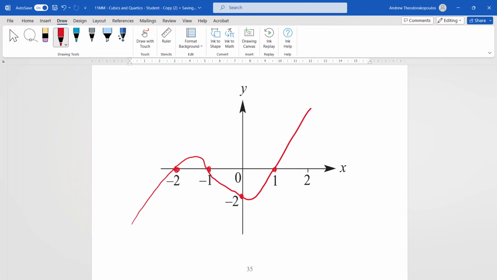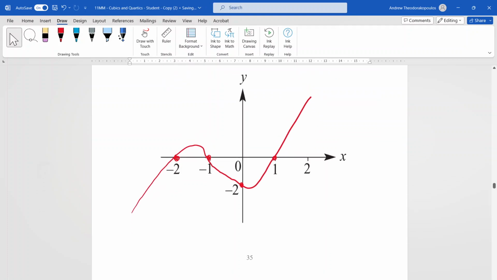Here onwards, the graph is below 0. Between here and here, the graph is above 0, the y value. Don't know why that's not rubbing out. And then the next section, it's below 0, and then the section at the end, it's always above 0. So this is essentially a cubic of the polynomial form.